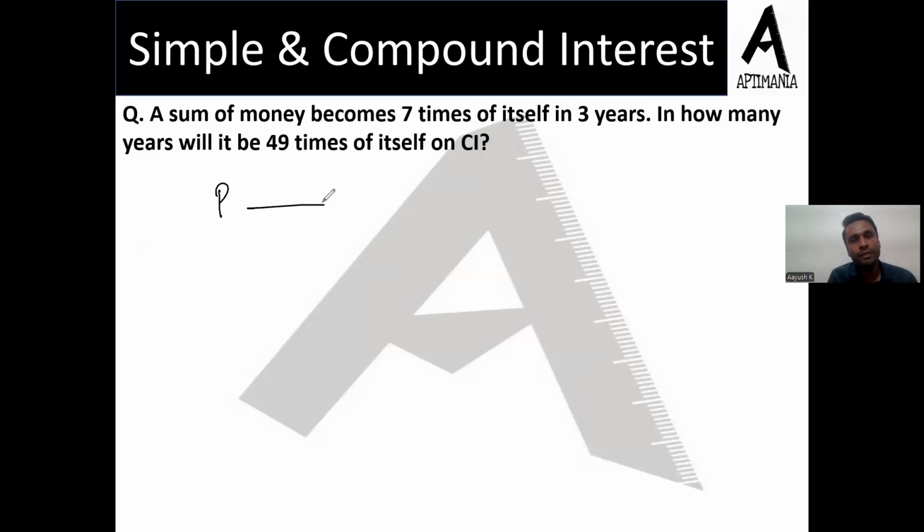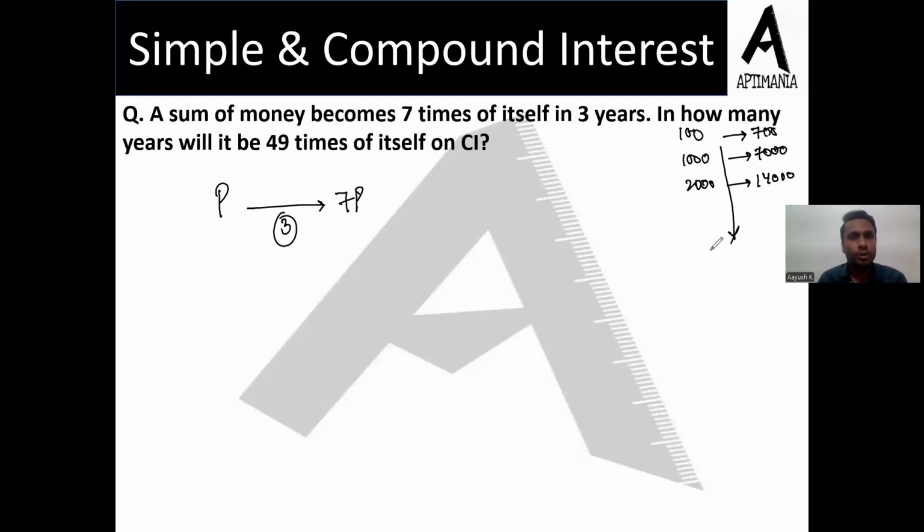We converted P into 7P in 3 years. So let's assume, if you had invested 100 rupees, how much will it be after 3 years? 700. If you invested 1000, then 7000. If you invested 2000, then 14,000. Similarly, whatever value you are investing gets multiplied by 7 at the end of 3 years. Is that clear?